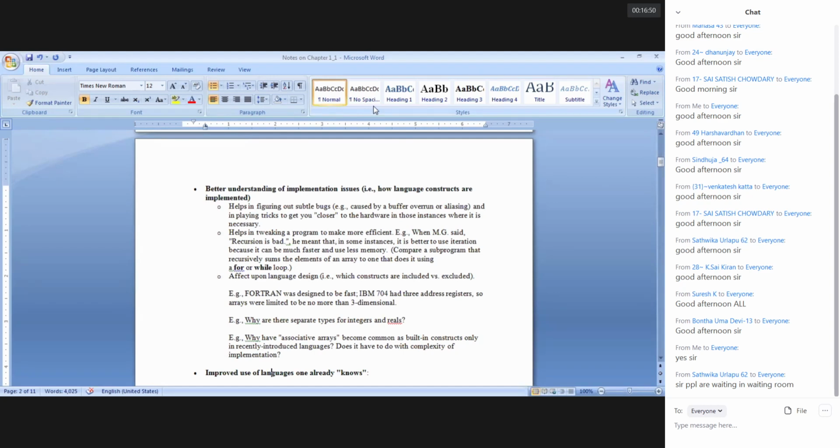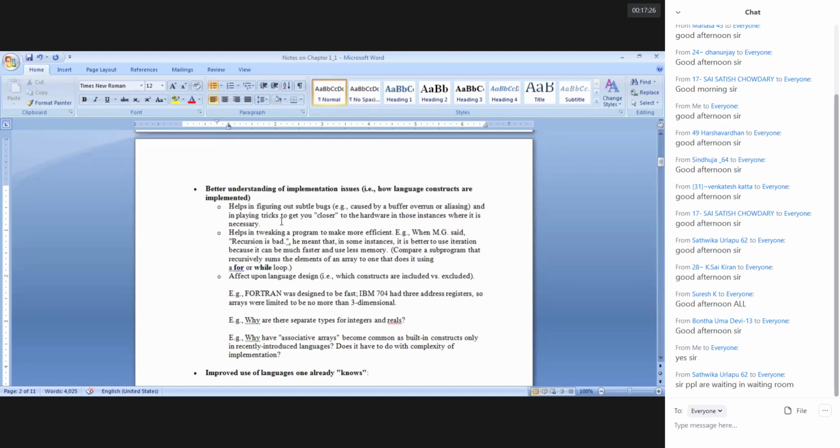How language constructs are implemented helps in finding out bugs caused by buffer overrun and aliasing. It also helps in playing tricks to get you closer to the hardware in those instances where it is necessary. It helps in tweaking a program to make it more efficient.